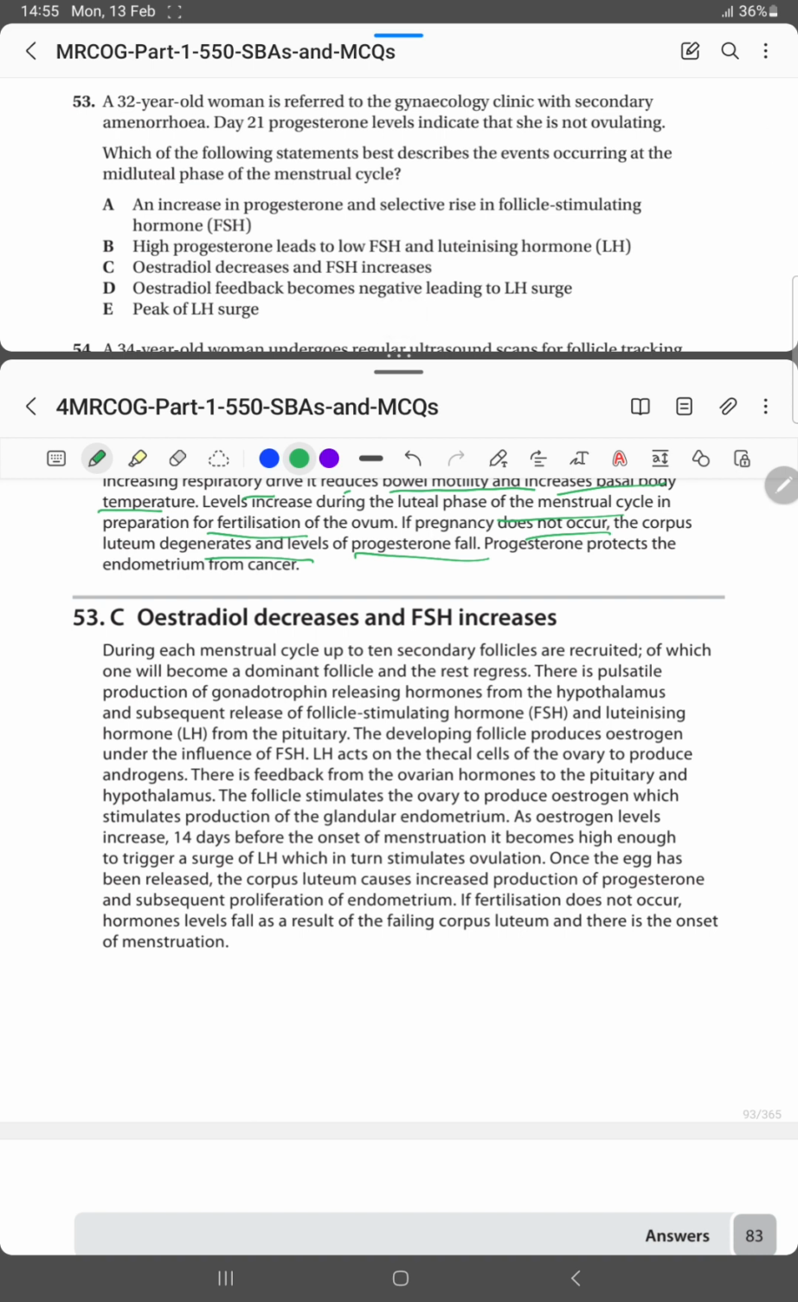to 10 secondary follicles are recruited, of which one will become the dominant follicle and the rest regress. This is the pulsatile production of gonadotropin releasing hormone from the hypothalamus and subsequent release of follicle stimulating hormone and luteinizing hormone from the pituitary. The developing follicle produces estrogen under the influence of FSH, and LH acts on the thecal cells of the ovary to produce androgens, and there is feedback from the ovarian hormones to the pituitary and the hypothalamus. The follicle stimulating hormone acts on the ovary to produce estrogen, which stimulates proliferation of the glandular endometrium.